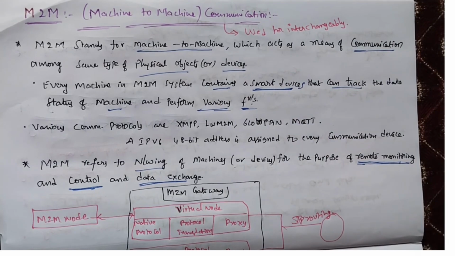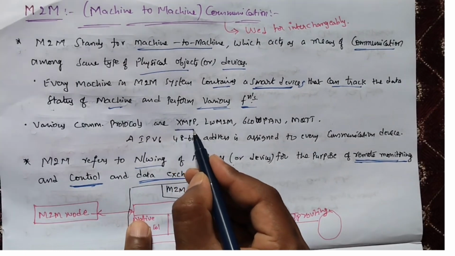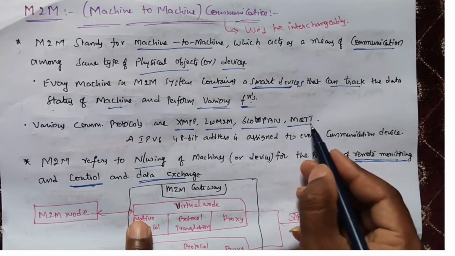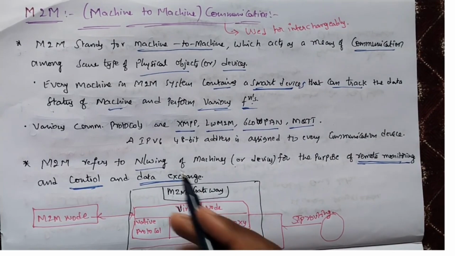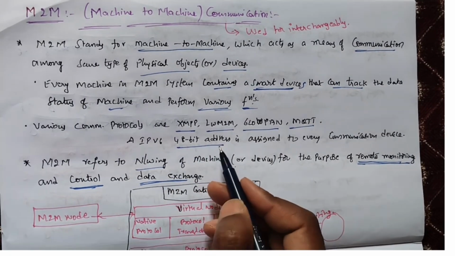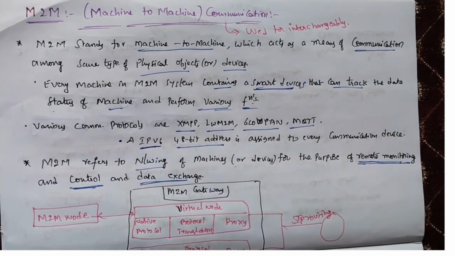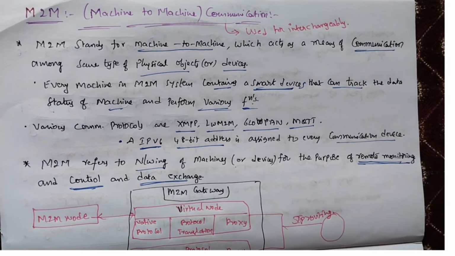In M2M communication we use various protocols. The protocols are XMPP, LWM2M, 6LoWPAN, MQTT. We will discuss these protocols briefly in the next classes. In M2M communication, a 48-bit address will be assigned, from the IPv6 protocol, which is used for communication between devices.